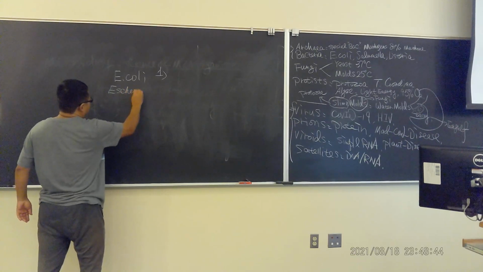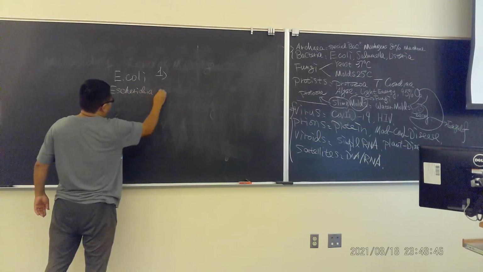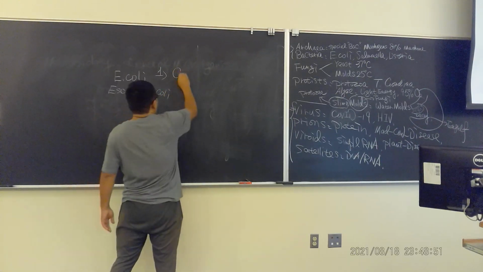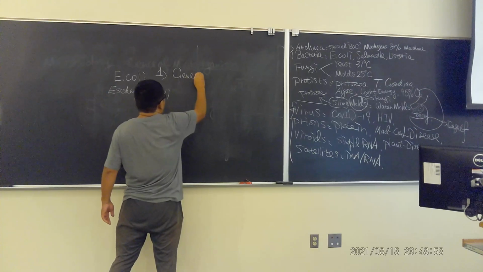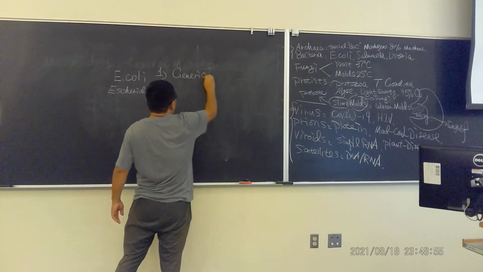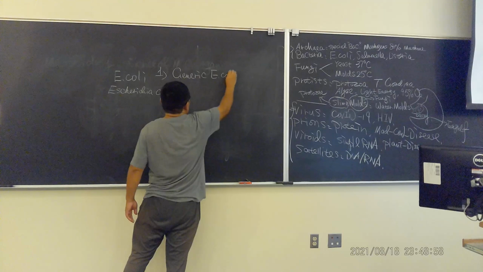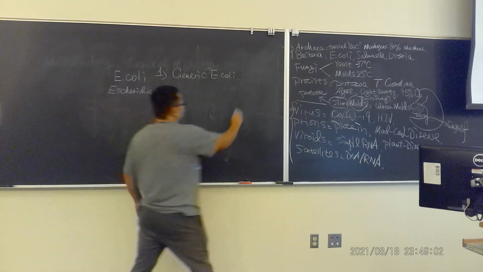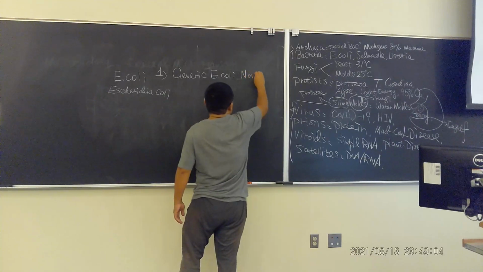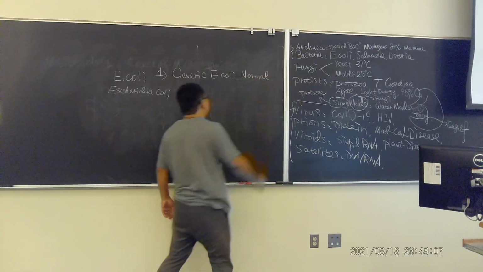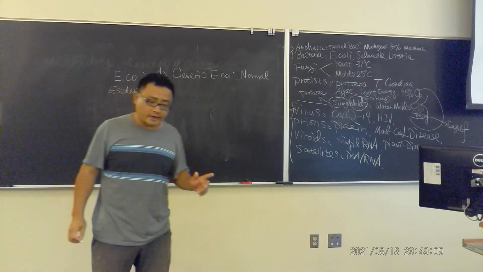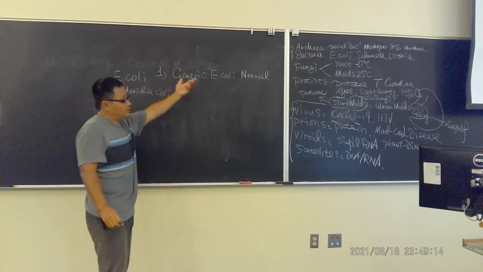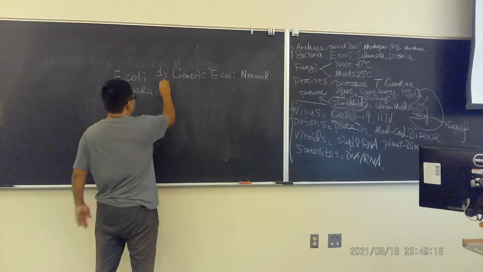E-S-C, Escherichia coli. First of all, some of them are generic E. coli. Those are normal bacteria. These are usually normal. In the food and microbial area, they use generic E. coli as an indication of sanitation. But basically it's good, it's normal.